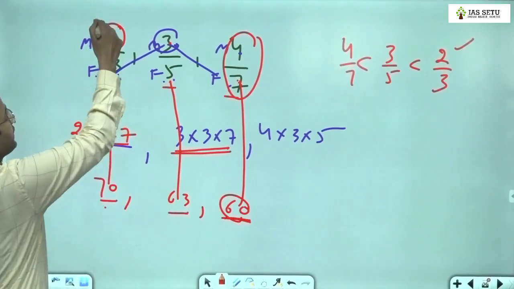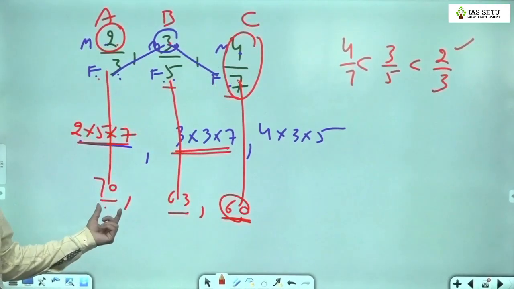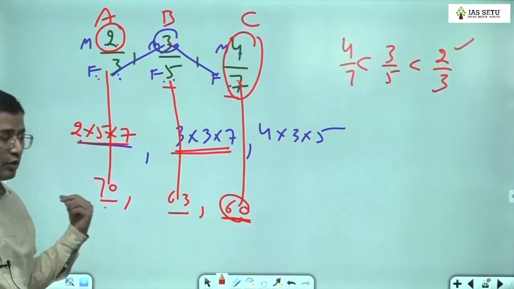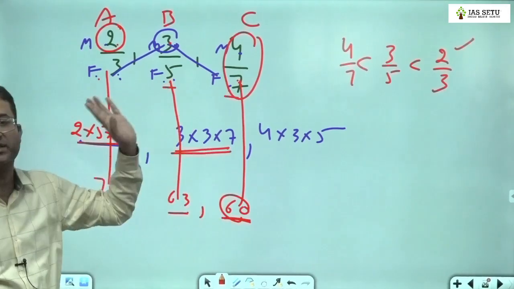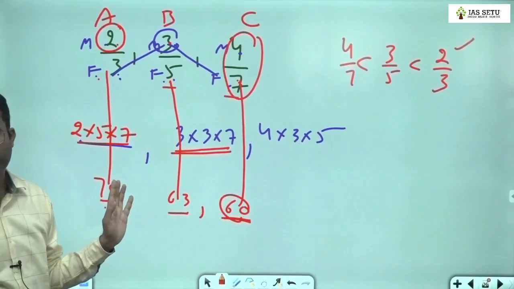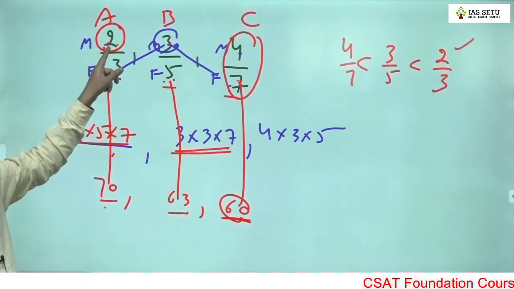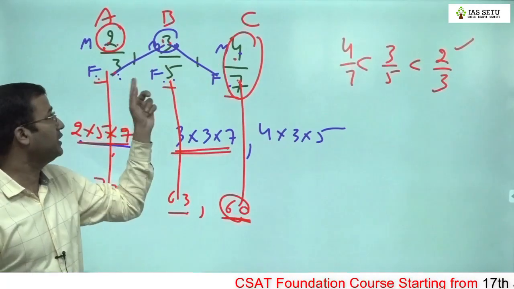This is your A, this is your B, this is your C. This total represent A, this total represent B, this total represent C. Now you have to arrange this value in ascending descending order. ये सबसे छोटा है तो C is the smallest. Same order. Multiply the numerator with remaining denominator. 2 multiply with 5 and 7. 3 multiply with 3 and 7. 4 multiply with 3 and 5.